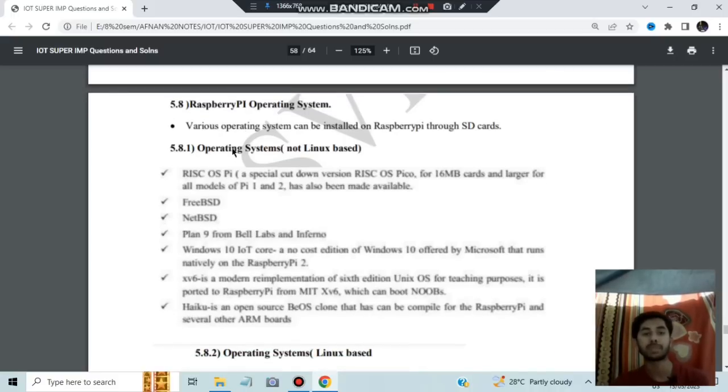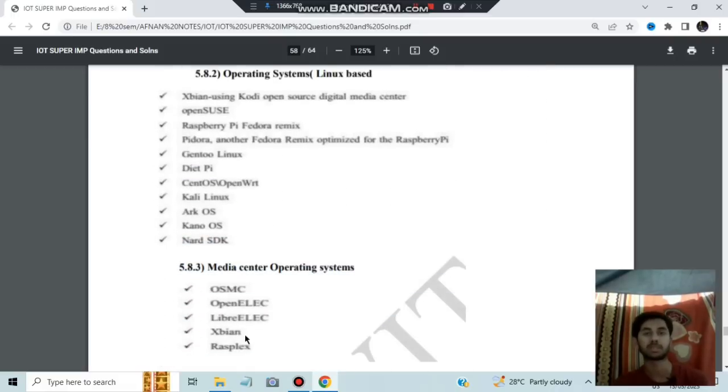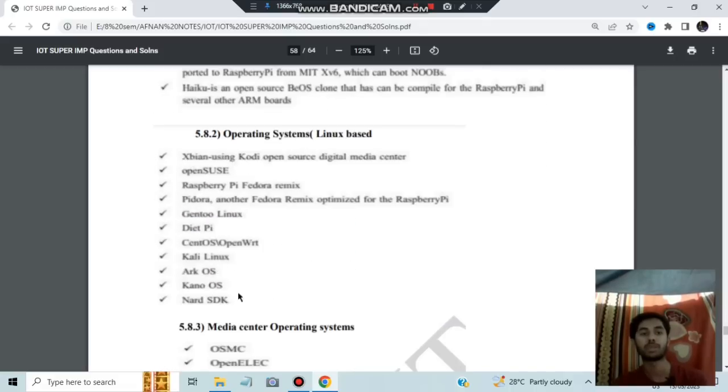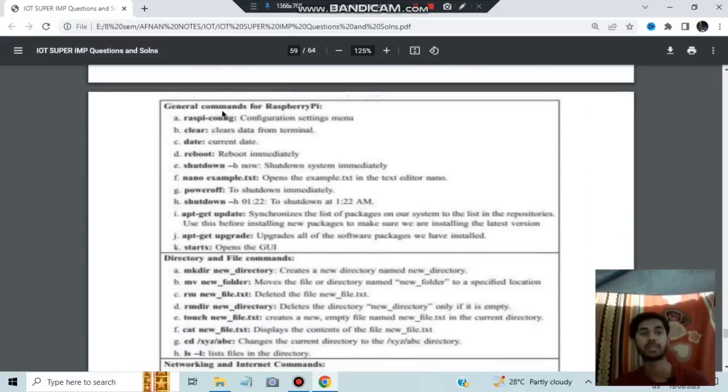For the operating system, whether it is Linux based or not Linux based, different operating systems are given here. For the media center also, different operating systems are given here. Basically, if they ask about the OS, you have to write this and this, that's all. It's based upon how much you can remember. And what are the general commands? Here general commands are there, for example raspi-config for configuration, clear for clearing the screen, date for the date, and so on.